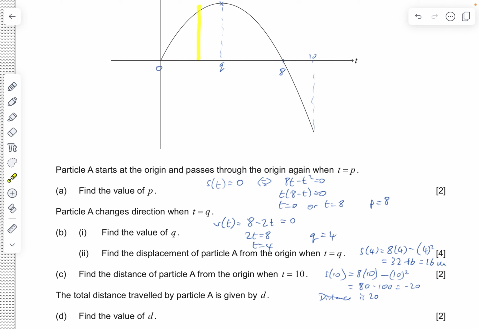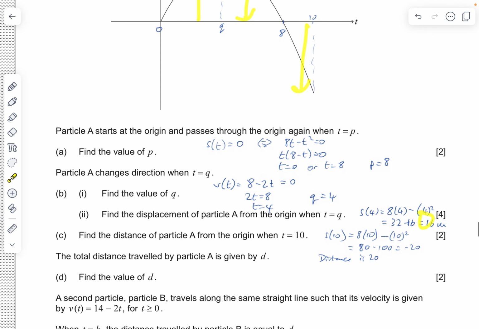Total distance travelled by particle A is given by d. Well, it's gone first of all this way by 16 meters, then back again by 16 meters, then another 20 meters that way. So that means D equals 16 plus 16 plus 20 equals 52 meters.